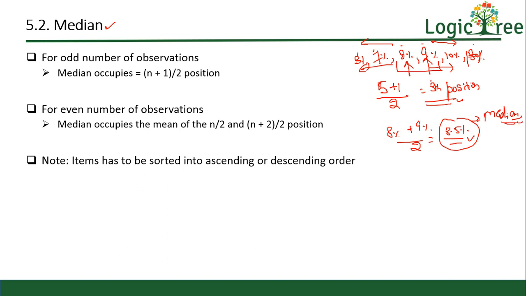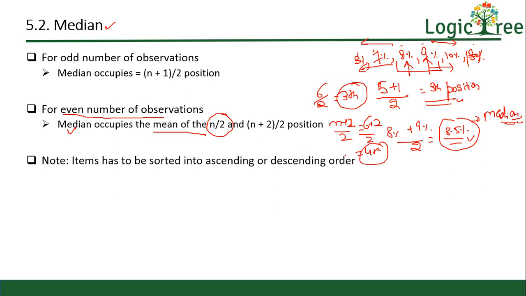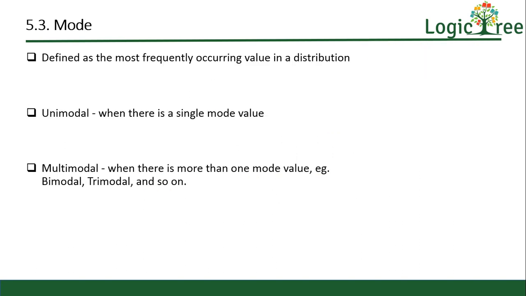Now in a general form, for an even number of observations, the median is the mean of the n by 2 observation, that is 6 by 2, the third position, and the (n plus 2) by 2 observation, that is (6 plus 2) by 2, or the fourth position. So that is the mean of the third and the fourth position. That is what we have done here. Please don't forget that the observations have to be arranged in ascending or descending order. That is a prior requirement to find the median.